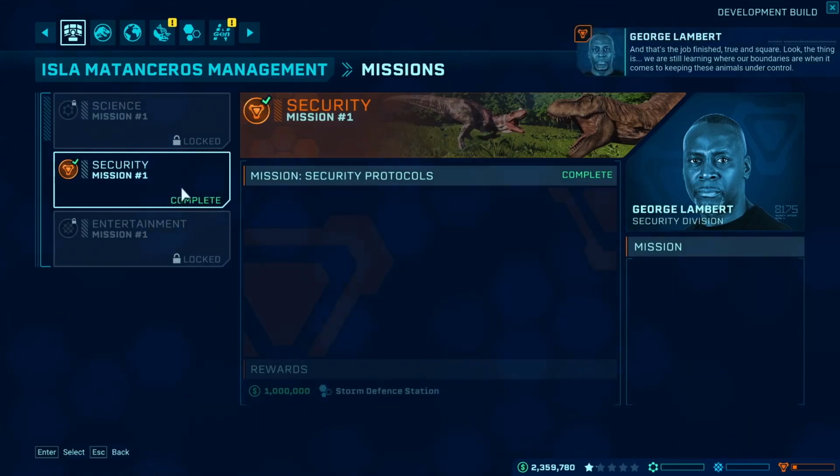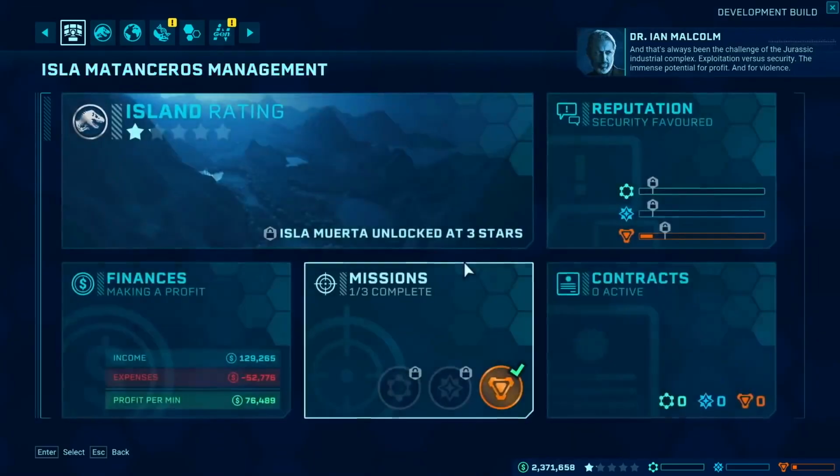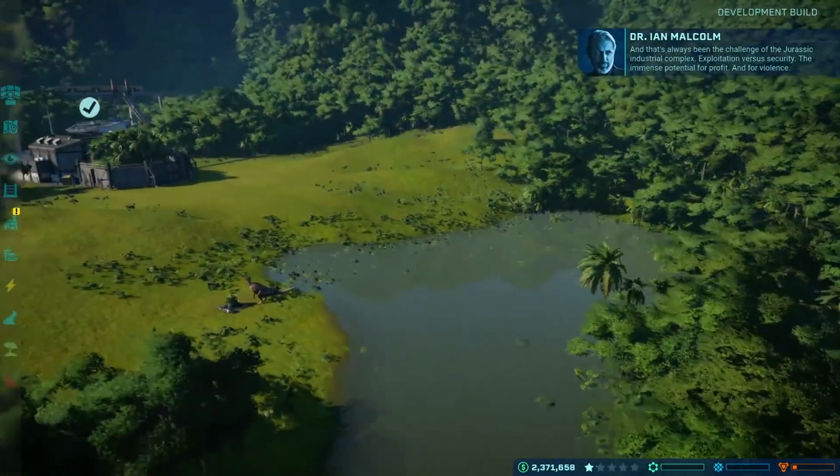True and square. Look, the thing is, we're still learning where our boundaries are when it comes to keeping these animals under control. God knows they're working out ways to exploit our weaknesses. Guess we'll find out who gets to the limits of our abilities first, us or them. Ever vigilant. And that's always been the challenge of the Jurassic industrial complex. Exploitation versus security. The immense potential for profit and for violence.